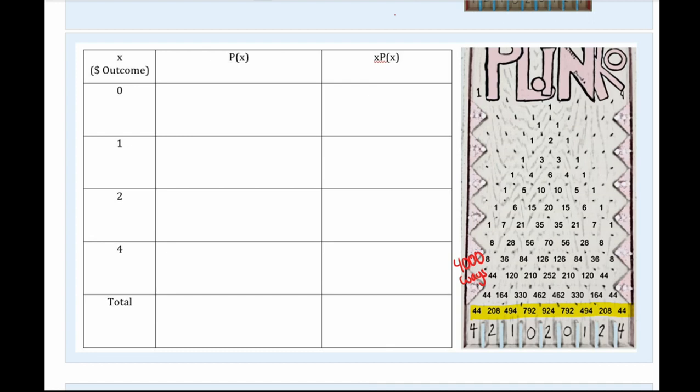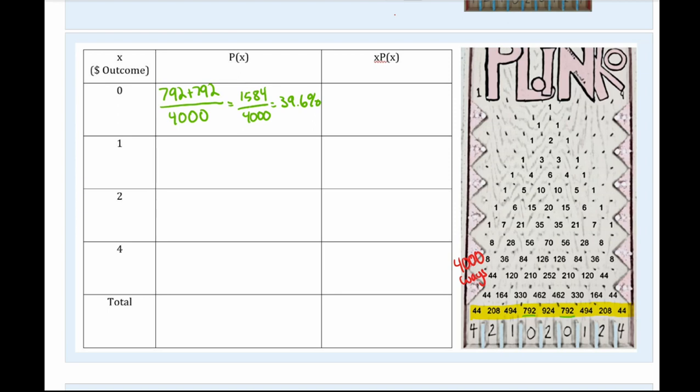So the probability of landing in 0. Well, in this case, if I look at which containers have 0, 792, 792. So I'm going to add both of those up and divide by the total number of ways, which is 4,000. So 1584 divided by 4,000 is 39.6%.